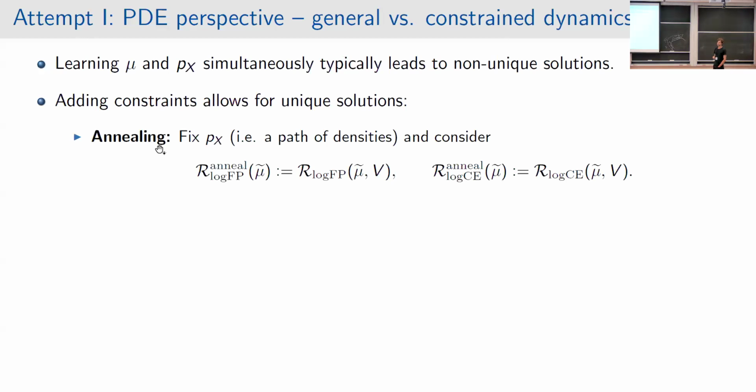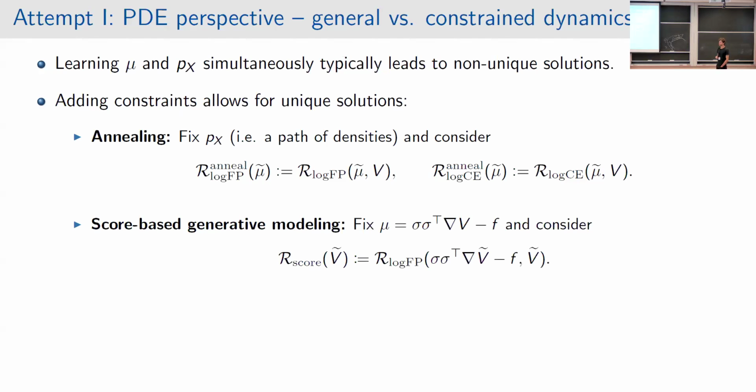So here the idea is to simply fix a density path. So basically I fix Px, of course, such that I obey my boundary conditions, and then I only learn the drift here, right? So I define these new residuals here where I fix the V. So basically with this notation, if there's no tilde, then that's the solution of the PDE, and if there's a tilde, that's somehow an approximation which I still have to learn, right? So this is one idea, to basically fix the density path and only learn the drift.